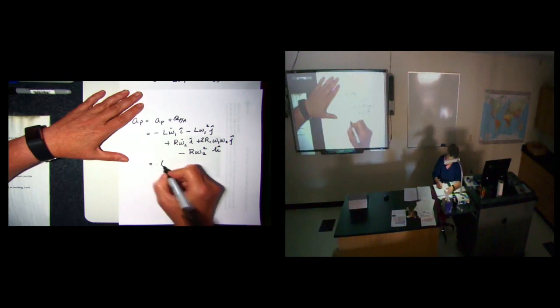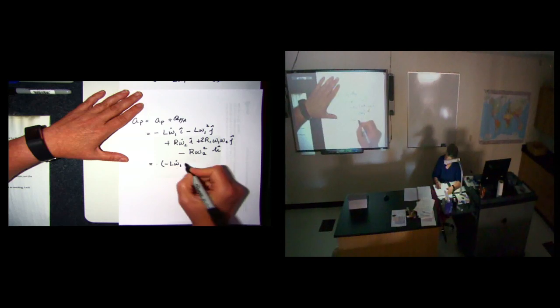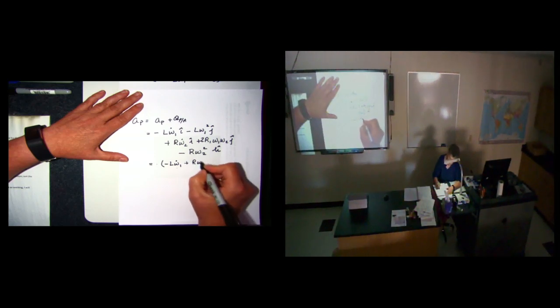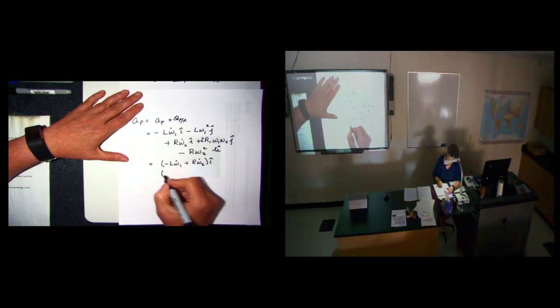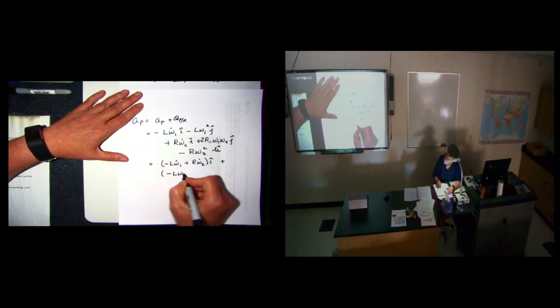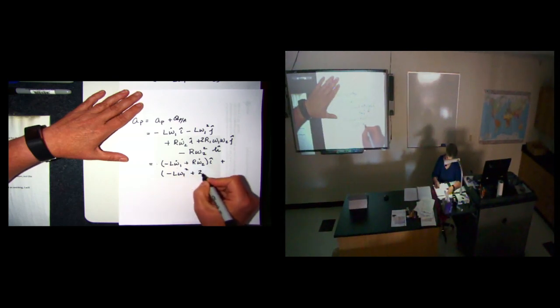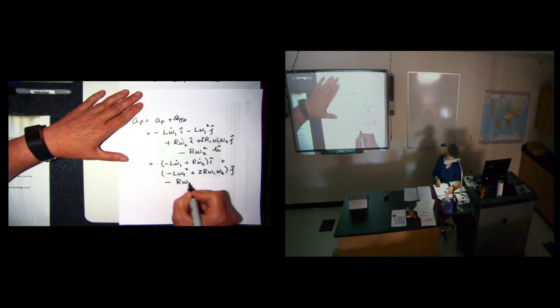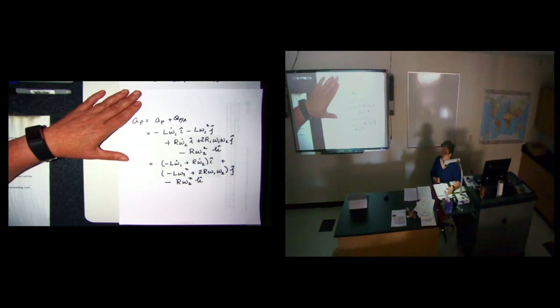And when that simplifies, you get minus L omega 1 dot plus R omega 2 dot in the I direction, plus minus L omega 1 squared plus 2 R omega 1 omega 2 J, minus R omega 2 squared K. Like I told you, it starts to get a little gory. So we're going to look at another one.